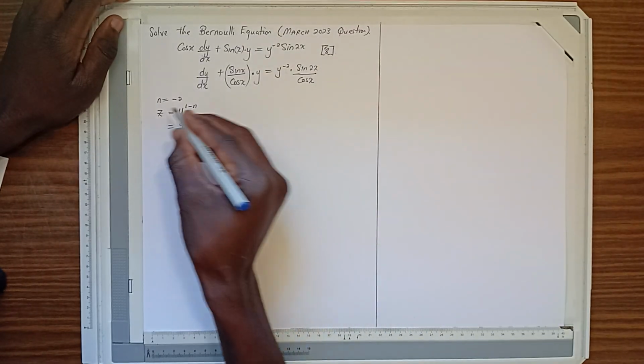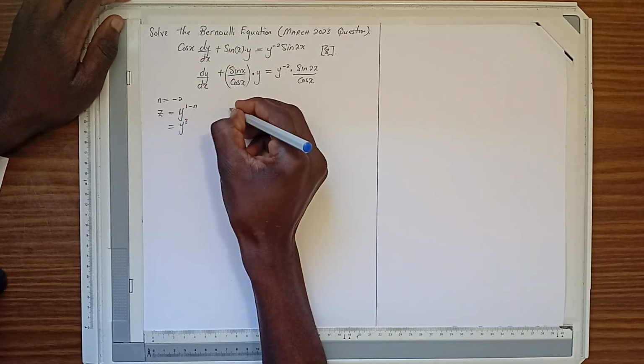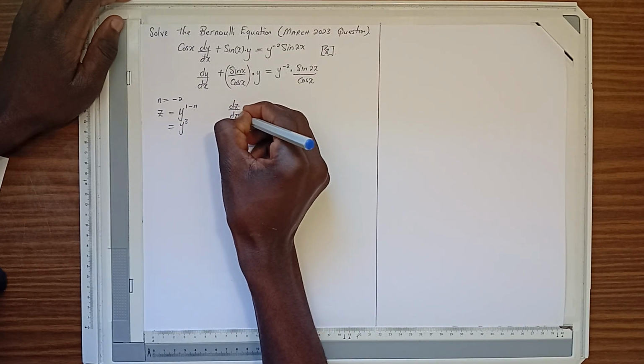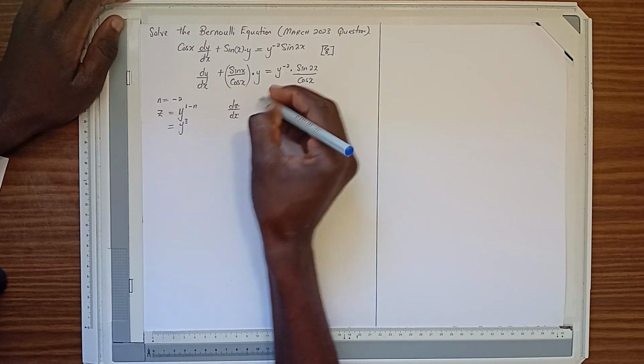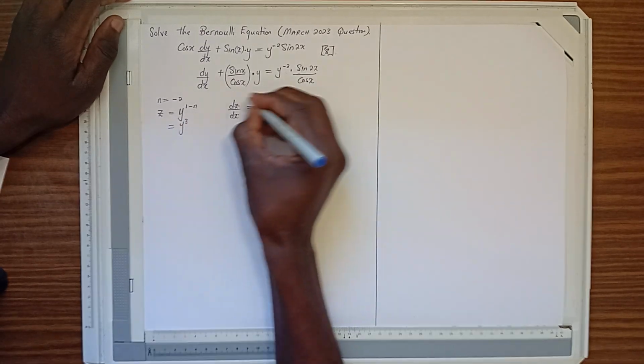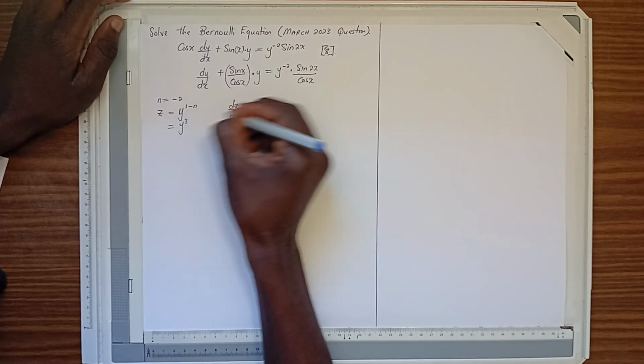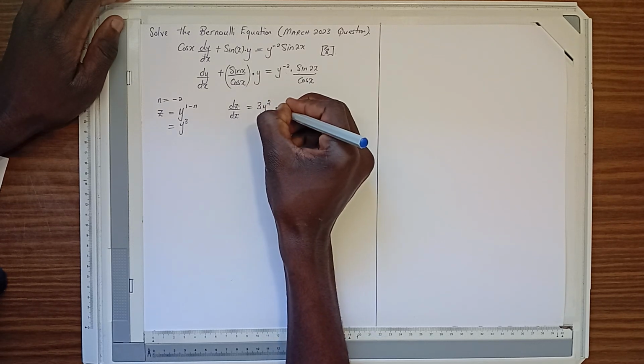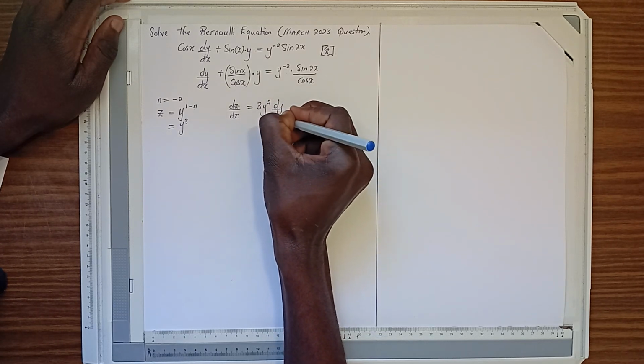Now we differentiate z, we get dz over dx. If we differentiate y cubed here, we bring down the power, which is 3, and we subtract 1, we are left with y squared. But we differentiated y, so we add dy over dx.